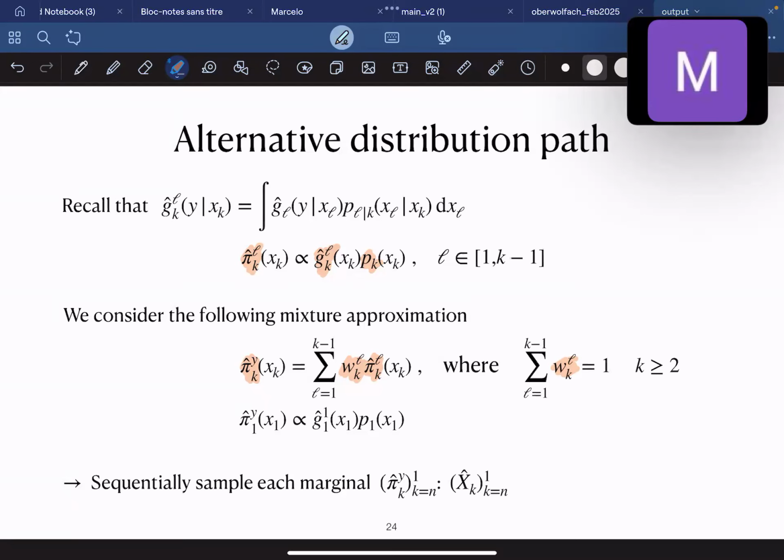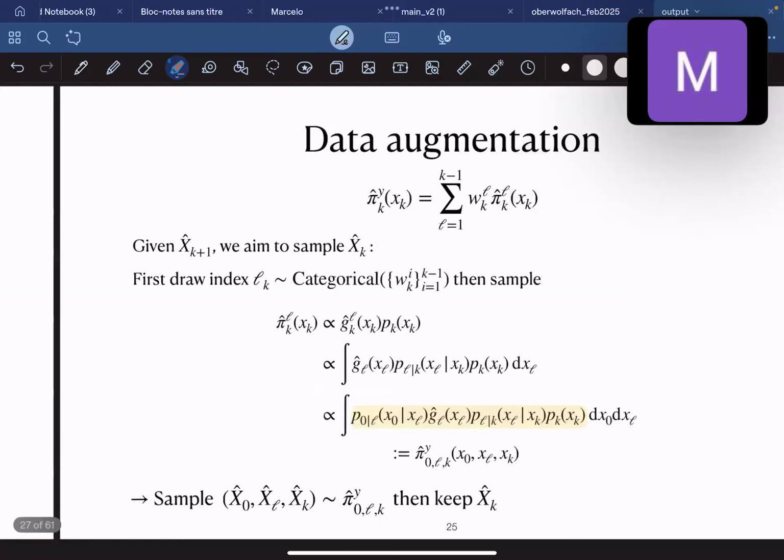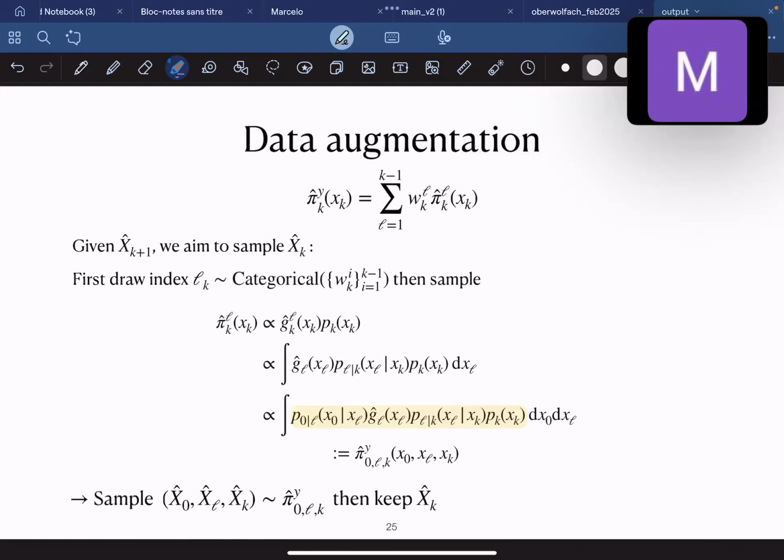So how to sample from these approximate marginals? Here we take what we call the data augmentation approach, or if you are familiar with it, it's simply a Gibbs algorithm approach. So the idea is, I want to sample from this pi hat_k, and I want to sample this sequence of distributions recursively. So suppose now that I have a sample from pi hat_{k+1}. I want to get an approximate sample from pi hat_k.